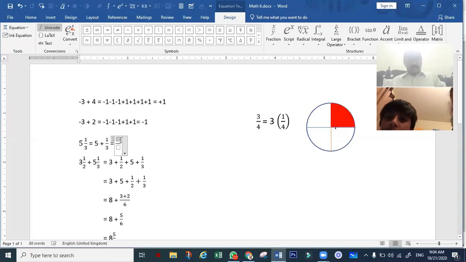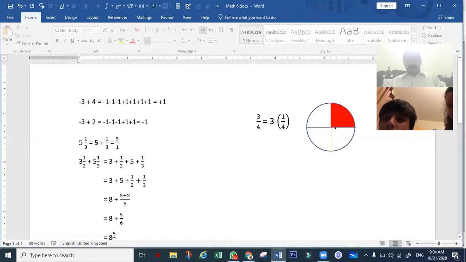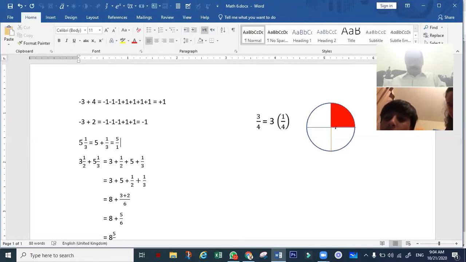5 can be written as 5/1. We can write it down like this. What does 5/1 mean? Tell me please. 5/1 means exactly 5. There's no fractional part. And this is 2 fractions, and the other is 1/3 as well.